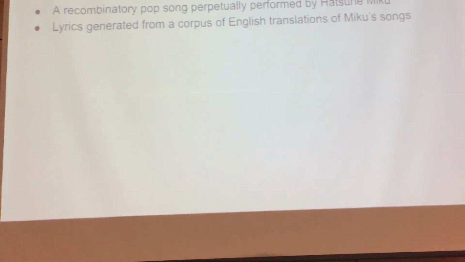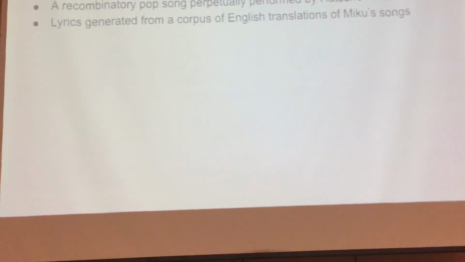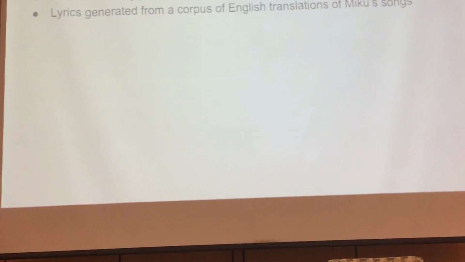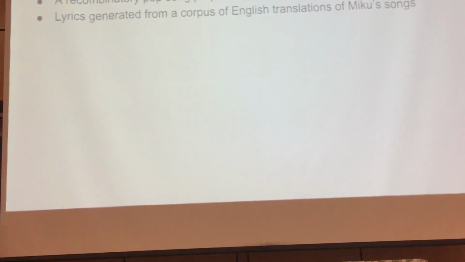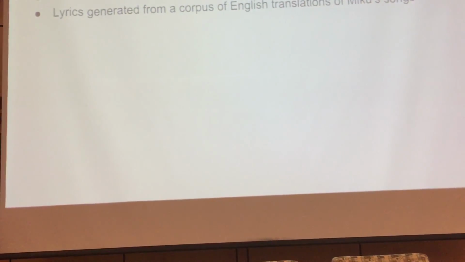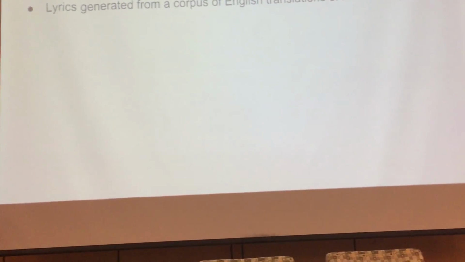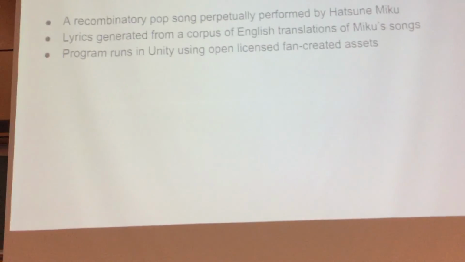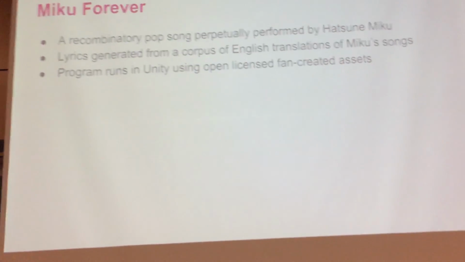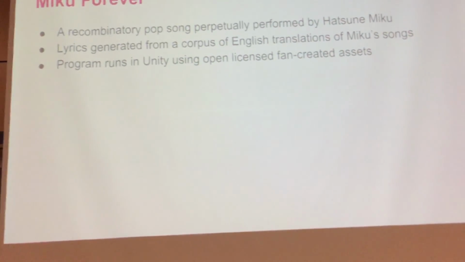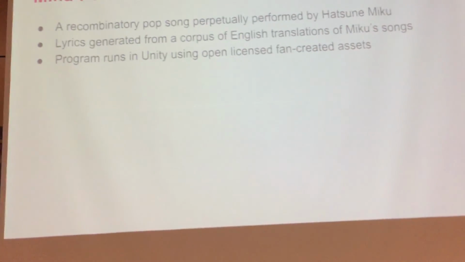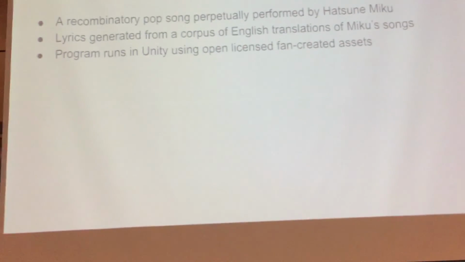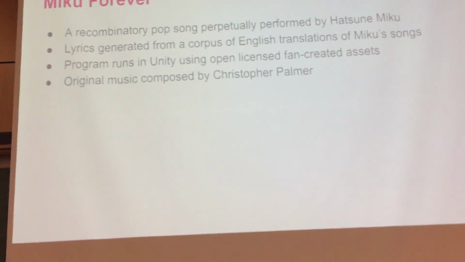And this is not actually in the program itself, because Vocaloid technology doesn't render stuff on the fly. It needs to be saved to an audio file. So everything was rendered in the Vocaloid program and then exported as WAV files into Unity, which runs the actual program of Miku Forever. And all of the assets are fan-created assets that I'm using that are open licensed, which is a non-commercial license, but it gets the job done for this.